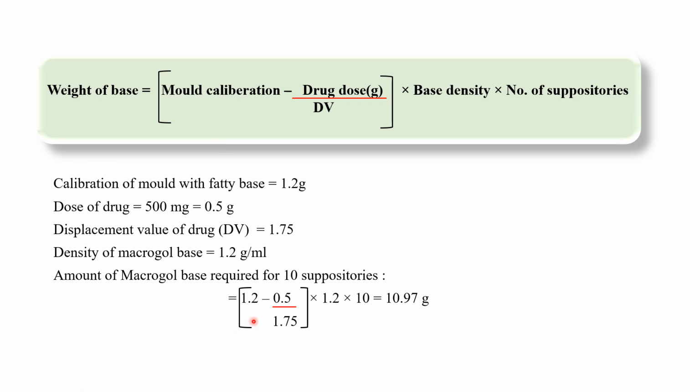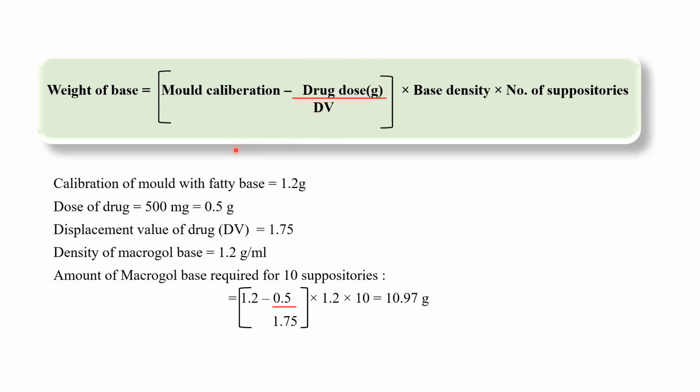Okay, so in the question they have given the data as calibration of the mold with fatty base equal to 1.2 gram. So mold calibration is equal to 1.2 gram. Next is the dose of the drug. Dose of the drug is equal to 500 milligram. So in the question the dose is given in milligram. You need to convert it into gram, because in the formula the drug dose should be expressed in gram. So 500 milligram means 0.5 gram. So you can substitute the drug dose as 0.5 gram here.